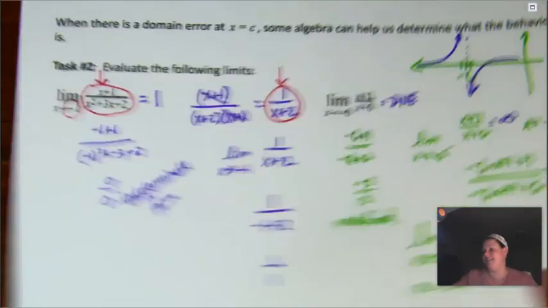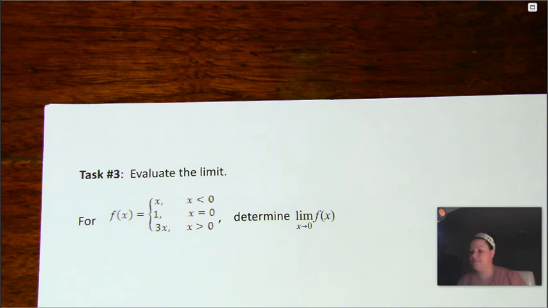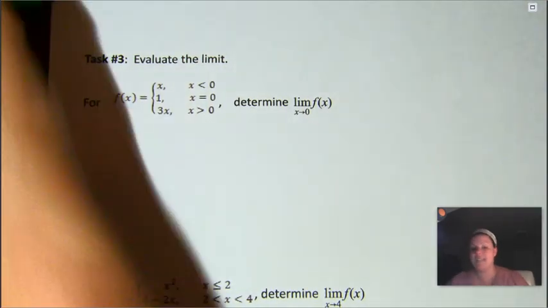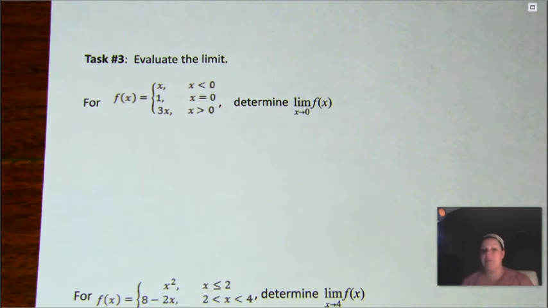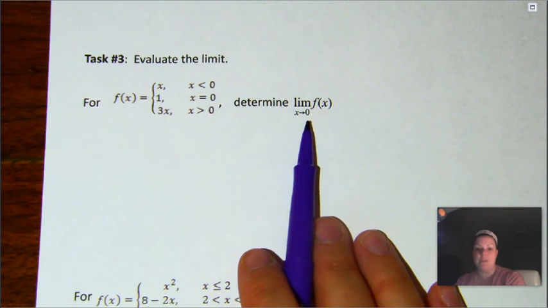Okay, last task. You have to deal with piecewise functions. We're going to evaluate the limit, and this is where one-sided limits are once again going to come in to help us out with this. We're going to determine the limit as x approaches 0.